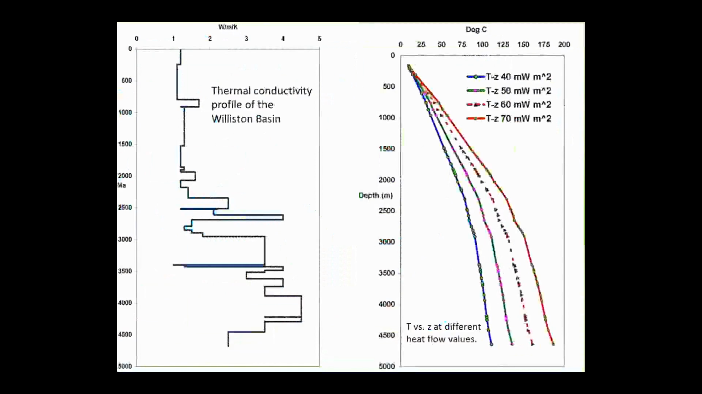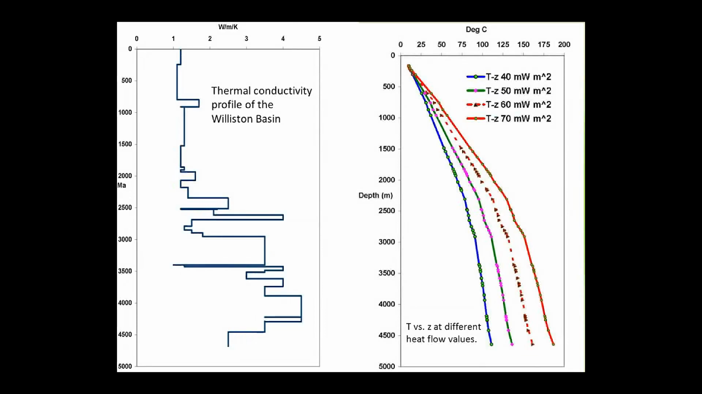On the left, we have the thermal conductivity profile, and this turns out to be very important. Very low thermal conductivity in the upper portion of the basin, which consists largely of clastics, Tertiary and Cretaceous clastic rocks. The Pierre Shale is particularly thick. Once we get into the Paleozoic, the rocks are carbonates, and the thermal conductivities are a lot higher.